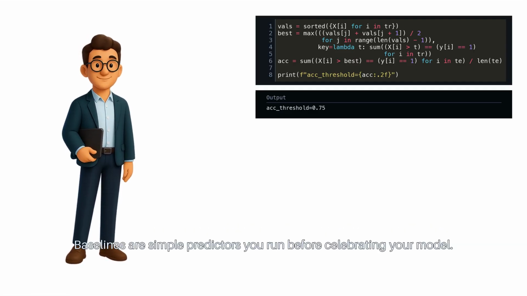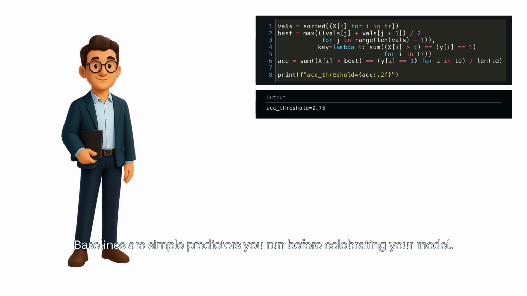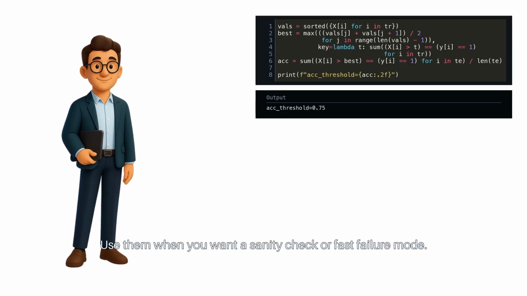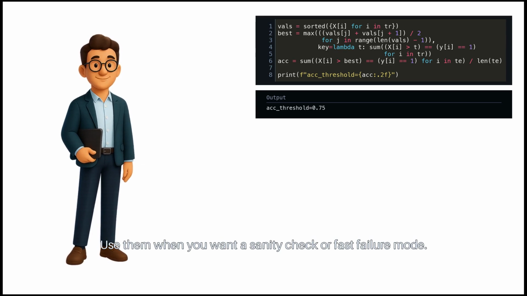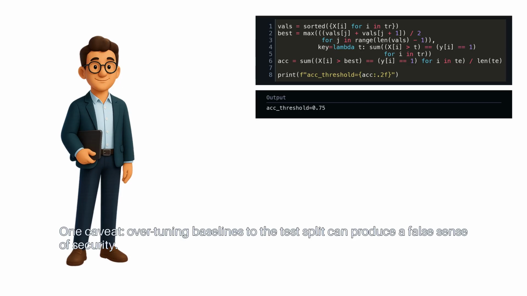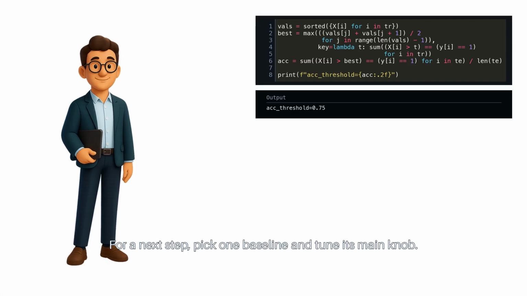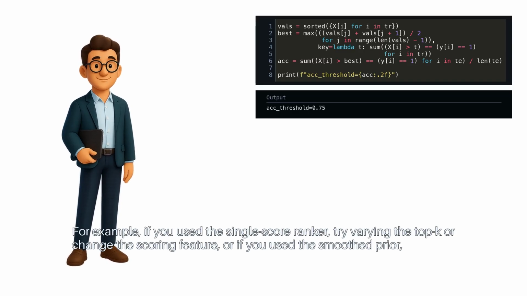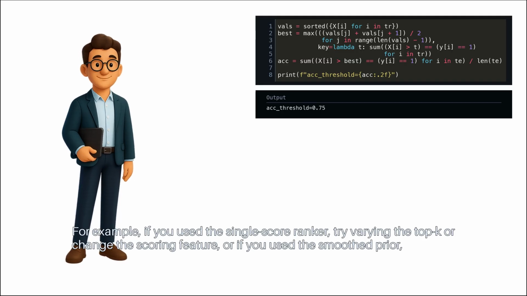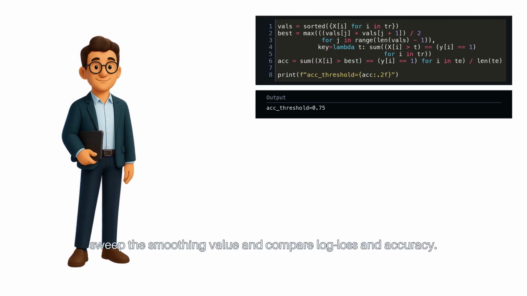Recap. Baselines are simple predictors you run before celebrating your model. Use them when you want a sanity check or fast failure mode. One caveat: over-tuning baselines to the test split can produce a false sense of security. For a next step, pick one baseline and tune its main knob. For example, if you used the single score ranker, try varying the top K or change the scoring feature. Or, if you used the smoothed prior, sweep the smoothing value and compare log loss and accuracy.